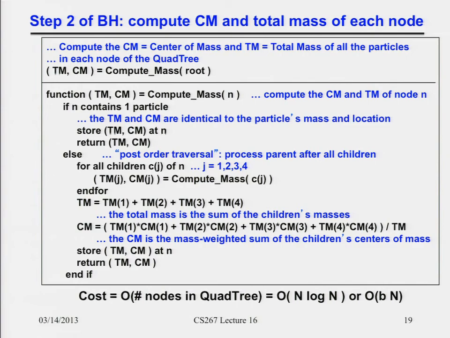And I compute the appropriately weighted average of my children's centers of mass to get my own. So I just do the children first, and I work myself up, way up the tree. And so that, in English, says everything in this code.